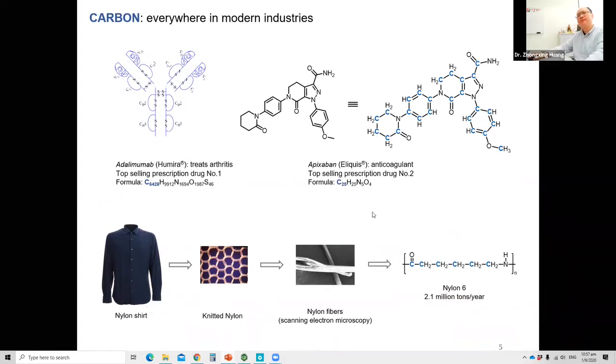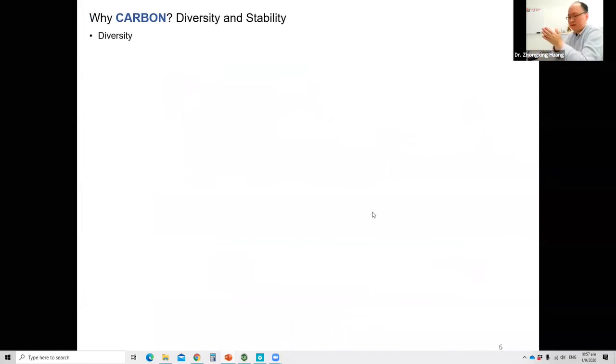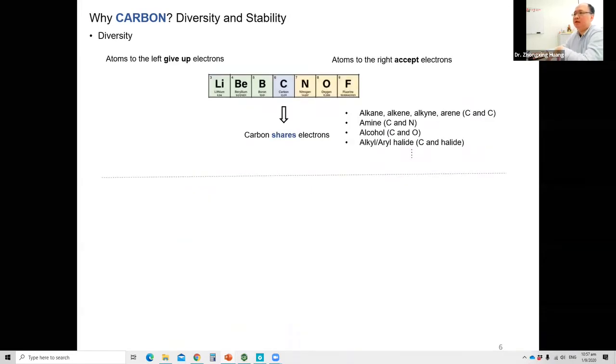So why carbon? Why does the biologic system use carbon so much, and why does industry use carbon so much? It's because of two things: one is diversity, the other is stability. I'm going to show you why diversity is such an important factor in making carbon abundant in all these systems. You can see a part of the periodic table here: lithium, boron, carbon, nitrogen, oxygen, fluorine.